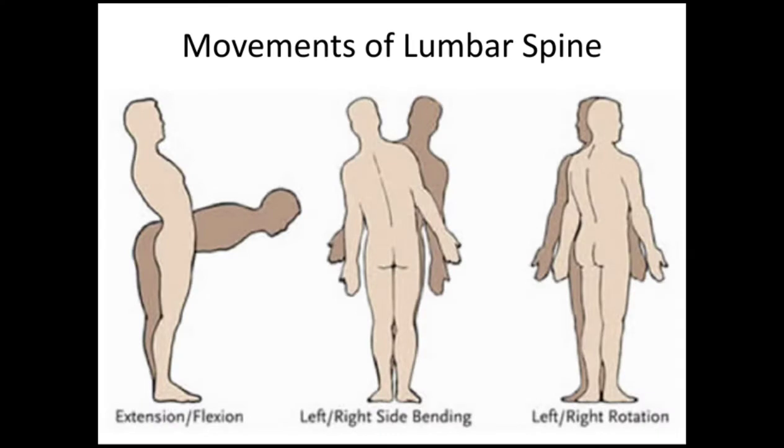The movements of the lumbar spine are flexion, extension, side flexion, right side and the left side, and the rotation, that is again right side and the left side. So there are a total of 6 degrees of freedom of movement of the lumbar spine. When you bend forward, that is termed as flexion. When you bend backwards, that is called the extension. And when you bend on your side, that is called the side flexion. And when you turn back, that is called the rotation.